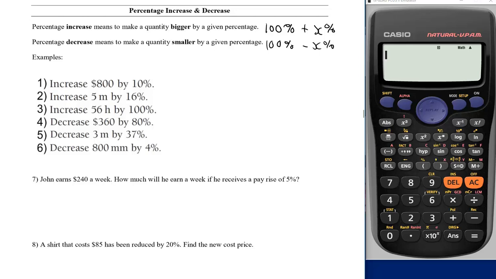So example 1, increase $800 by 10%. We've got $800 and we're going to multiply it by a percentage. Because it's increasing, it's going to be 100 plus 10, so it's times 110%. To put that into our calculator, we go 800, multiply, 110, and then we find the percent button, which is just here, shift and open bracket. So we go shift, percent, and then press equals, and we get our value. So we've got $880.